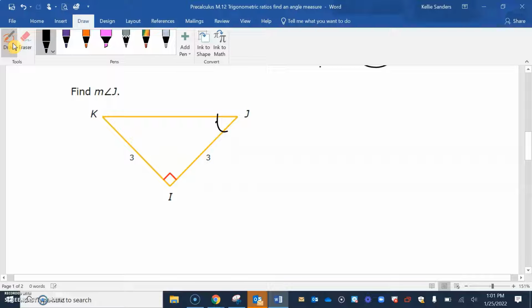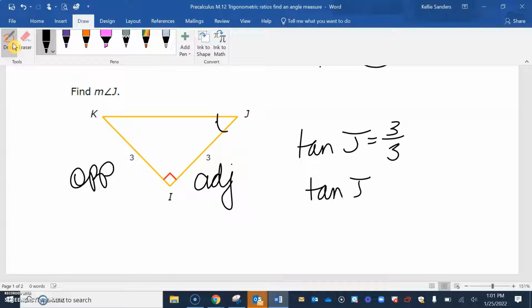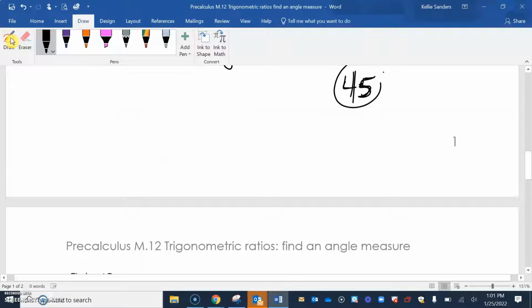Angle J. So this is opposite. This is adjacent. So that's going to be tangent. So tangent J equals opposite over adjacent. So tangent J equals 1. What angle do we take the tangent of to get 1? 45. And the good thing about these, they're going to be in degrees all the time and not radians.